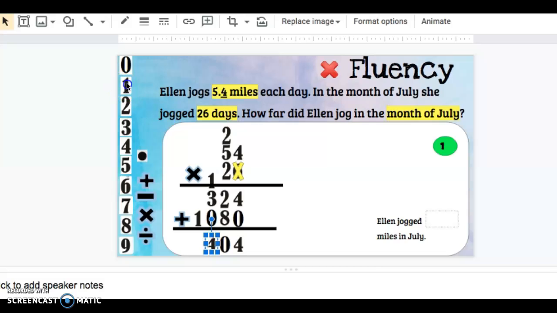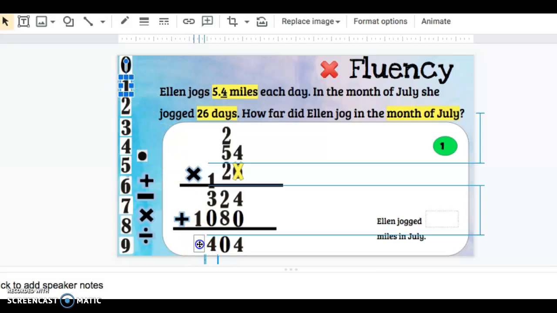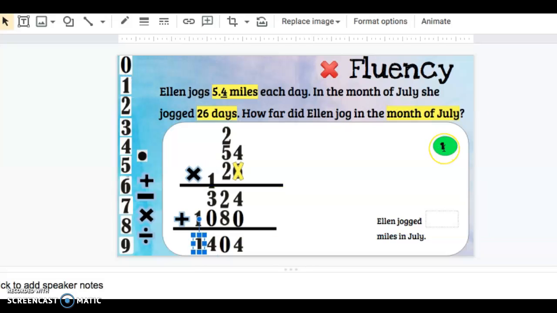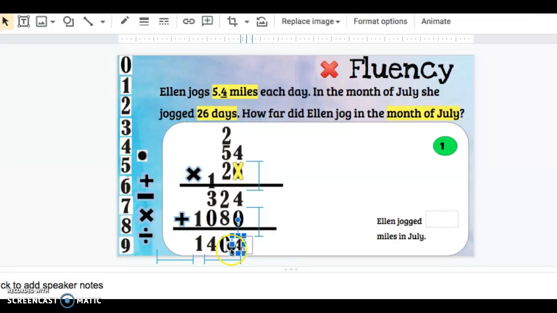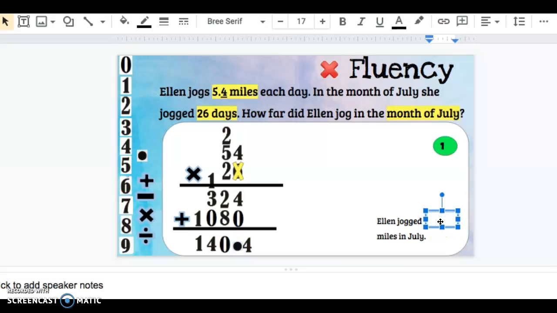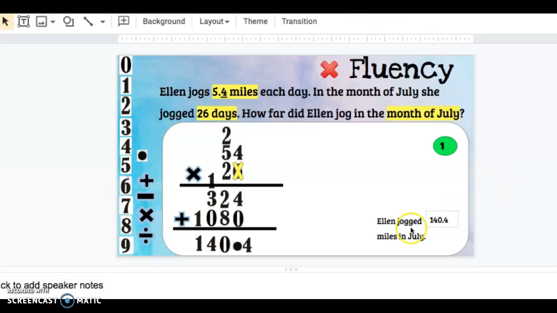Now we have to remember that number in our green circle, which is 1. That tells us that we have to put our decimal point as if it was a whole number and move it 1 time. So we swoop 1 and our decimal point goes in between the 0 and the 4. Our new answer is 140 and 4/10. So Ellen jogged 140 and 4/10 miles in July. Okay, so that's how you do multiplication of decimals.